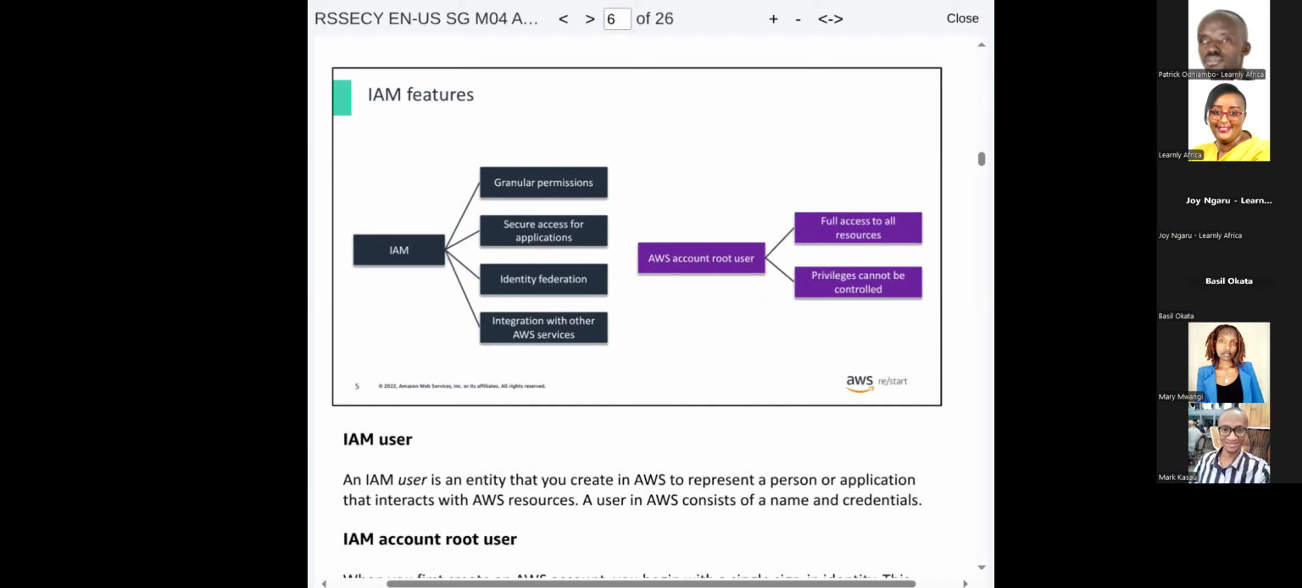Then I can go ahead, because I know it's good practice, to create users for the people that you want included, create groups if there are pockets of people and give them their permissions, create roles for services. All right. So in IAM, we can create granular permissions. We can create secure access for applications. We can have identity federation and integration with other services.